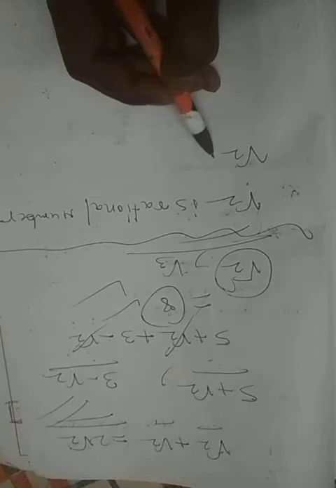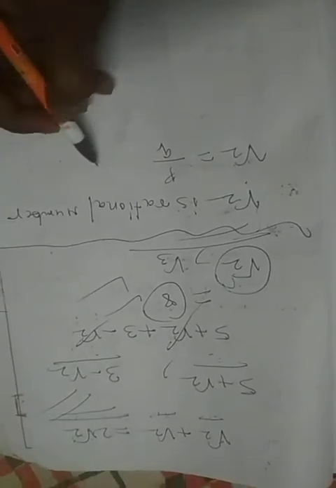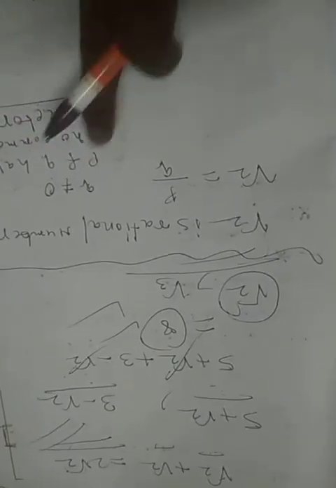So according to the definition, I can write root 2 equal to p by q, where q is not equal to 0, and p and q have no common factor. This is according to the definition of rational number. As I have assumed that root 2 is a rational number, I can write root 2 equal to p by q, where q is not equal to 0 and p and q have no common factor.